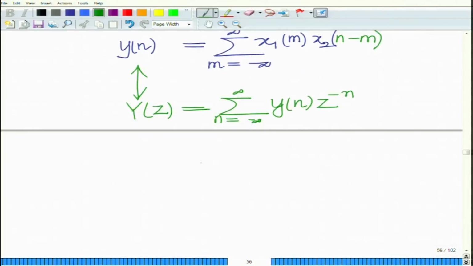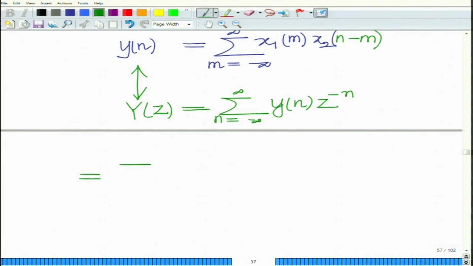We want to find out what is the Z transform of y n when y n is the convolution of two discrete time signals x1 n and x2 n. Okay. And therefore, now substitute the expression for y n from above. This is the expression for y n, correct, and substitute the expression for y n from above. So, let me just write it clearly.